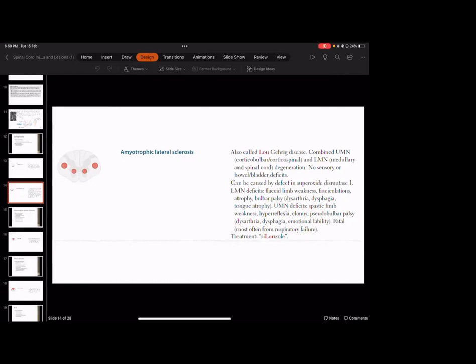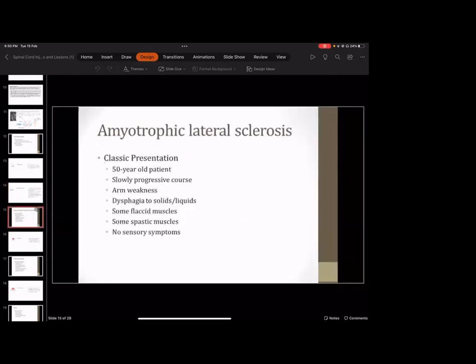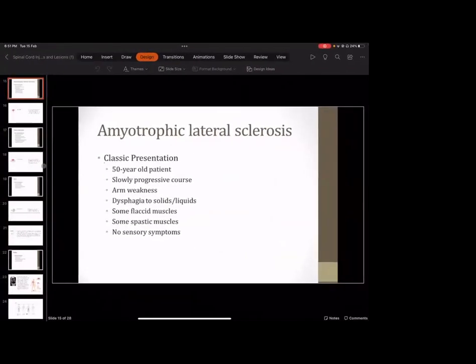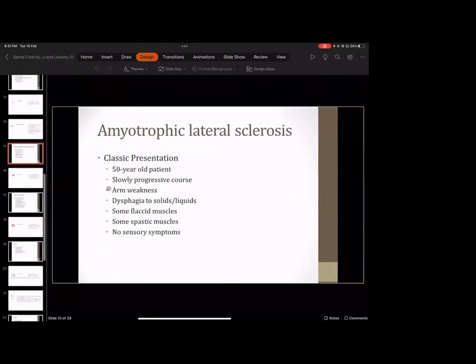The treatment, riluzole, really doesn't help the patient. It only delays it for a bit, but at the end of the day, the patient usually dies at a younger age. Classic presentation is usually a 50-year-old patient with a slowly progressive course: arm weakness, dysphagia to solids and liquids, some flaccid muscles, some spastic muscles. And you have no sensory symptoms, because there's nothing related to sensory, so all the sensation will be intact. Most of these patients usually end up dying because of respiratory problems and dysphagia. So that's usually the issue in people like this.